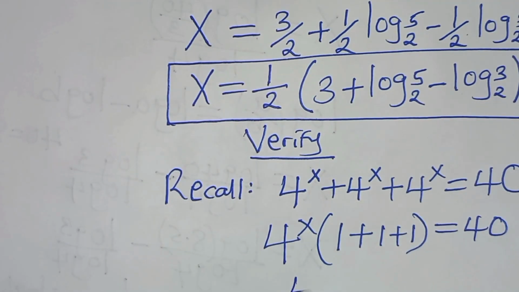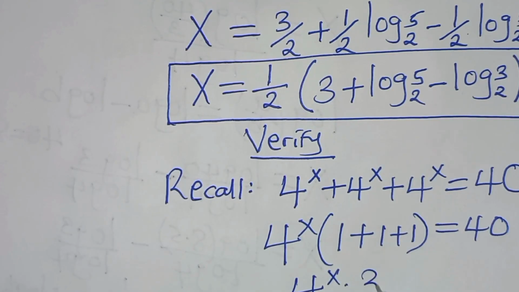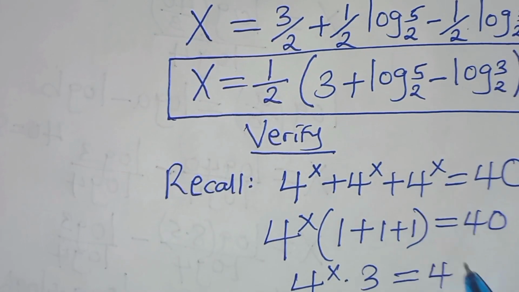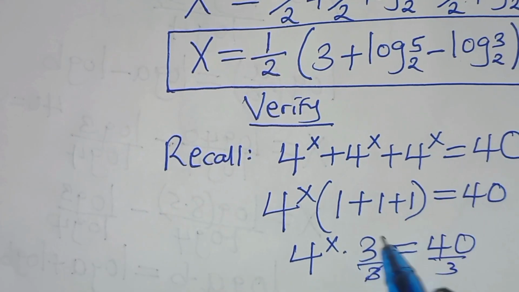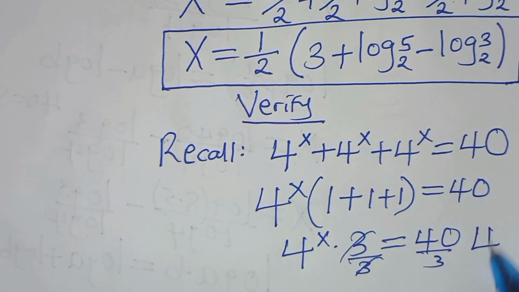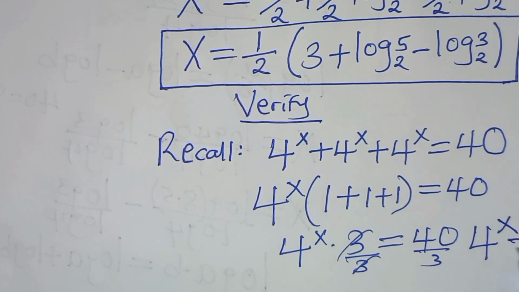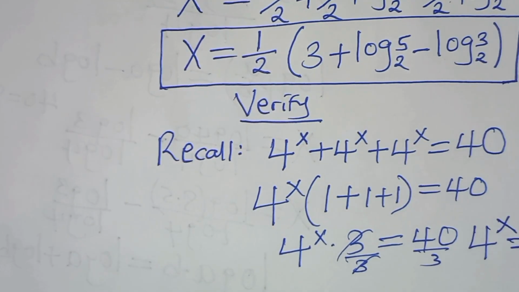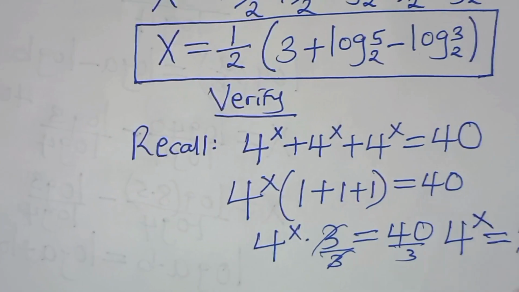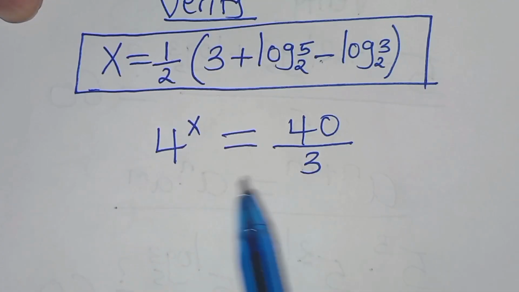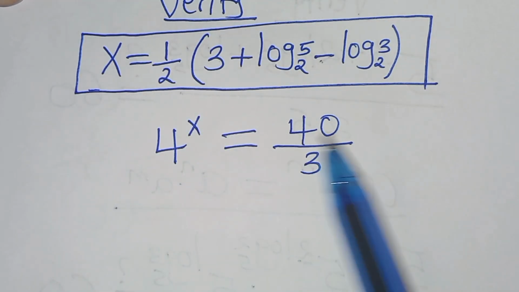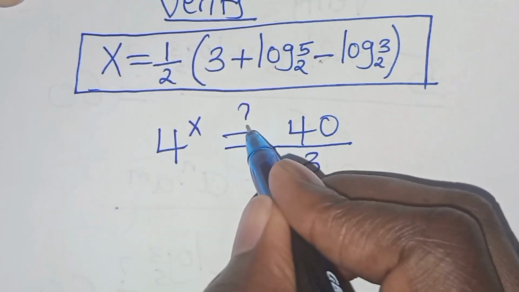So essentially here, this is 4 to power x times 3, and this is equal to 40. So let's divide by 3 on both sides. So here we'll have 4 to power x, and this should give us a value of 40 over 3. So let's proceed from here. We have that 4 to power x should give us a value of 40 over 3.